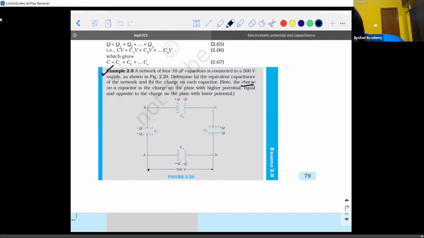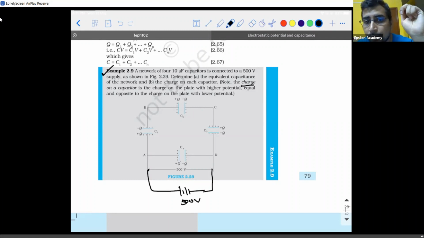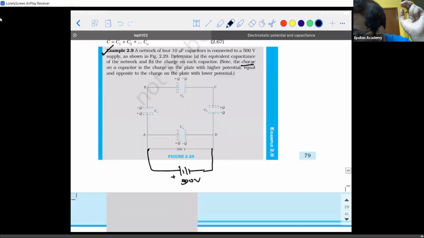See, this 500 volt means there is a battery of that many volts connected. 500 volt is connected across the whole network. When they say network, it is a combination of resistors or capacitors, whatever passive elements you have. So generally current flows from which potential to which potential? You guys know this already. Current flows from higher to lower potential, similar to temperature. So this is higher potential, positive, negative.